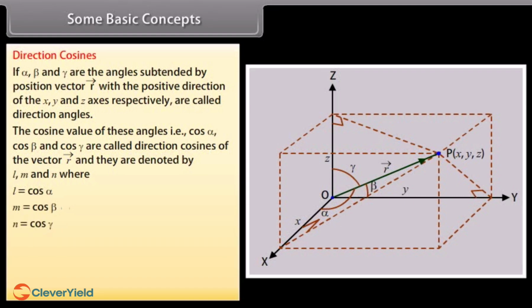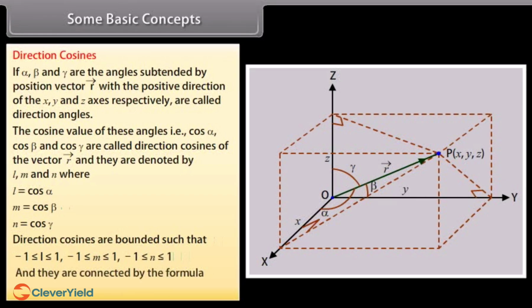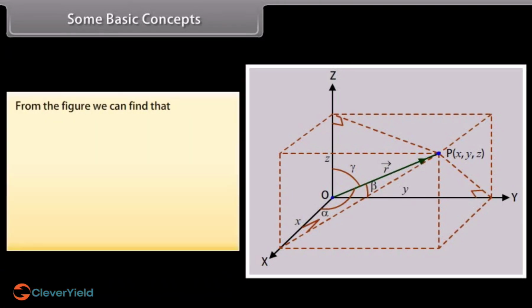N equals cos gamma. Direction cosines are bound such that -1 is less than or equal to L less than or equal to 1, -1 less than or equal to M less than or equal to 1, -1 less than or equal to N less than or equal to 1, and they are connected by the formula L square plus M square plus N square equals 1. From the figure we can find that cos alpha equals x by mode of vector r, cos beta equals y by mode of vector r, cos gamma equals z by mode of vector r.